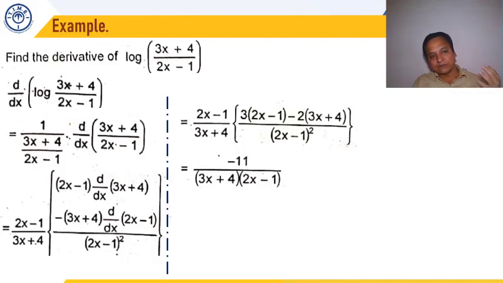Differentiation of log x is 1 by x. So whatever is written in the log, it is 1 upon that particular bracket into differentiation of this bracket, because we treat this as x. And for differentiation of 3x plus 4 upon 2x minus 1, we used the quotient rule.